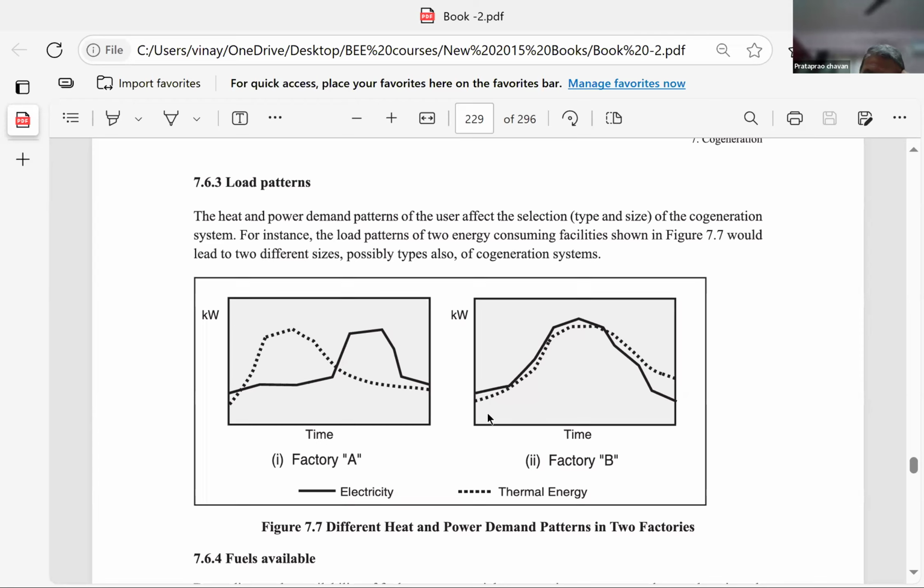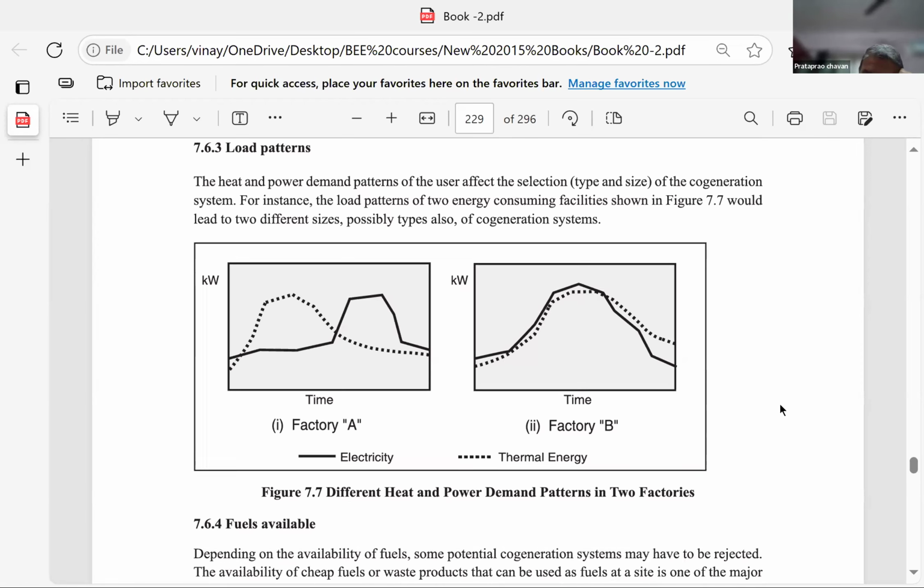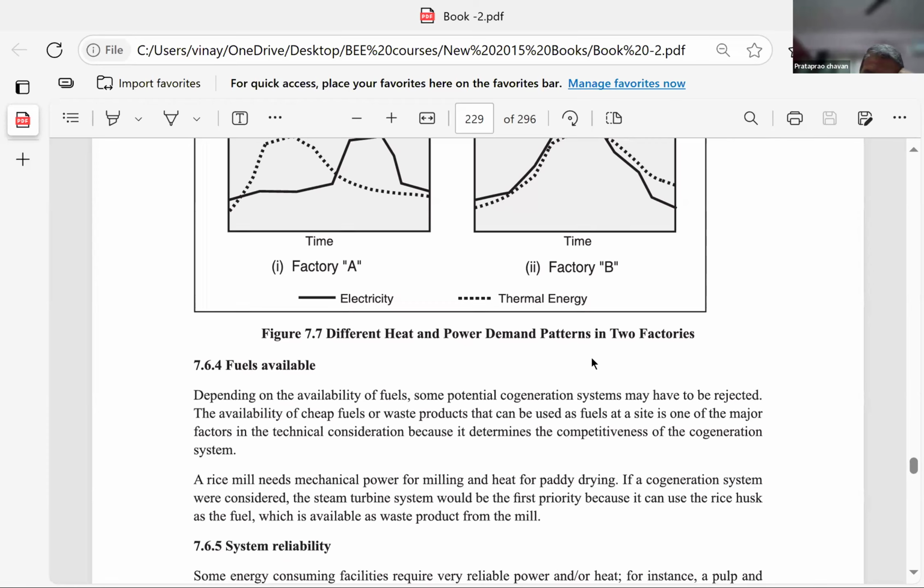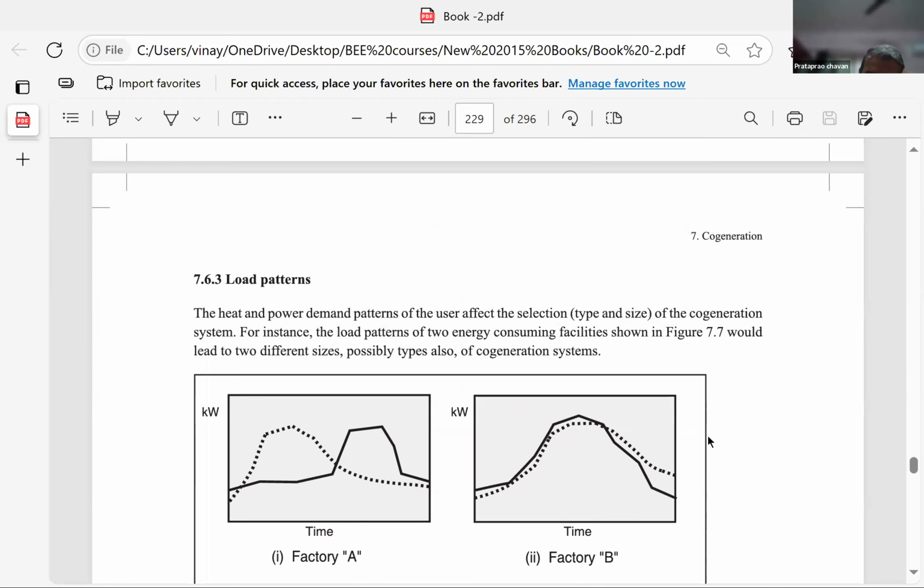Same. In the morning, if they are low, both are low. If it is high, both are high. So here, the type of cogeneration which you will be giving should match the load pattern. Got the idea? And then accordingly, the fuel availability, system reliability, you will have to design.